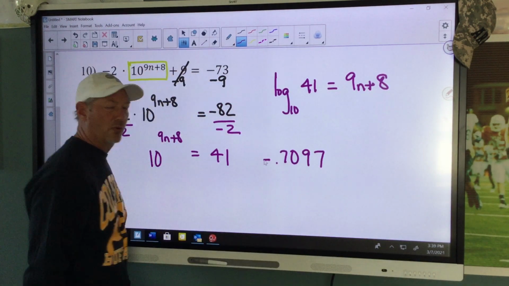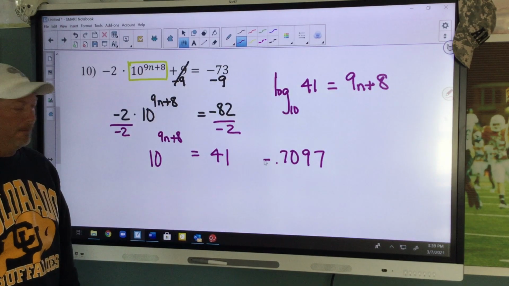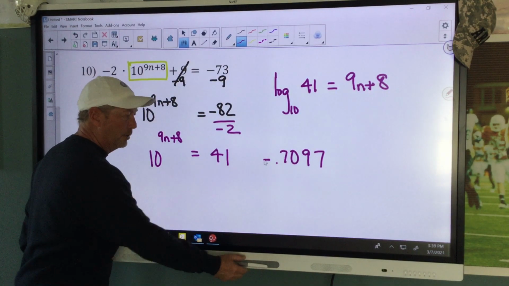Negative 0.7097 because we had to round up. Okay? So far so good. Let's keep going.